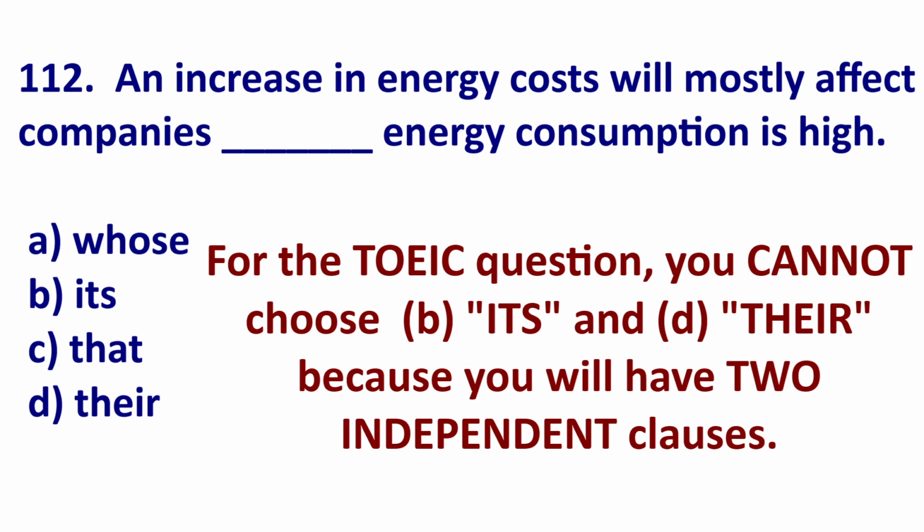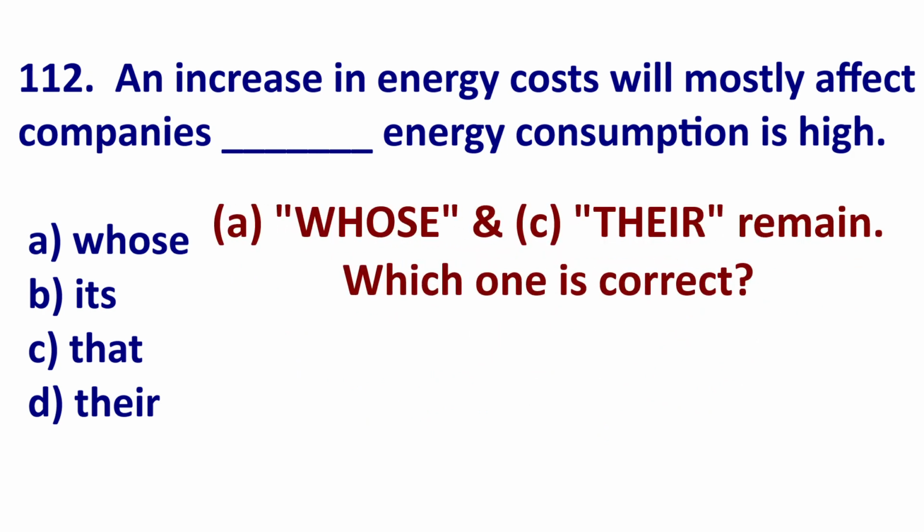So if you use its or their in the TOEIC question, you have independent clause, independent clause. An increase in energy costs will affect most companies. That is an independent clause. Their energy consumption is high. That is an independent clause. The same is true if you use its energy consumption is high. So eliminate B and D. So now we have A and C.